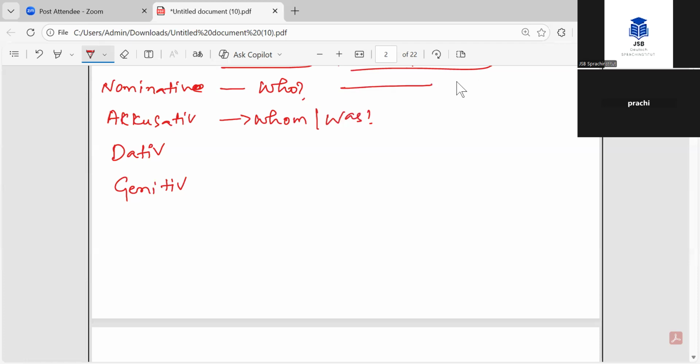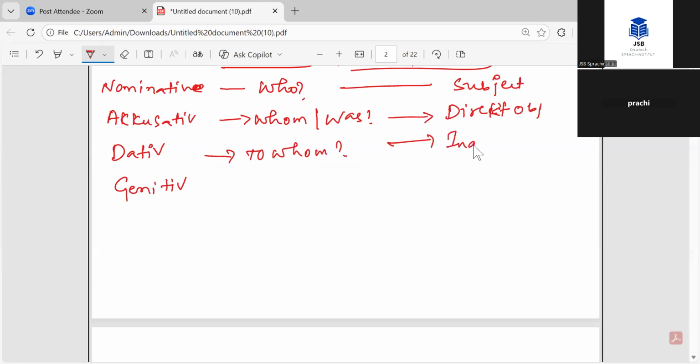Okay, so the nominative case is the subject. Accusative is the direct object. Dative, to whom, for whom, is the indirect object. Next, genitive. Genitive is whose. So possession, belonging.